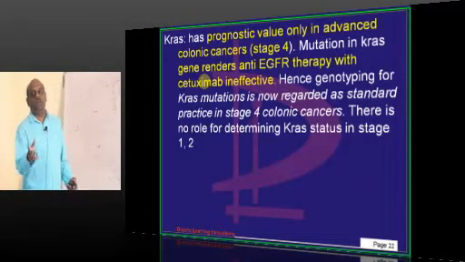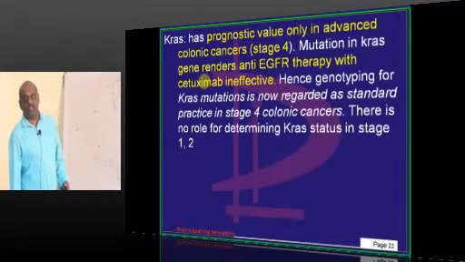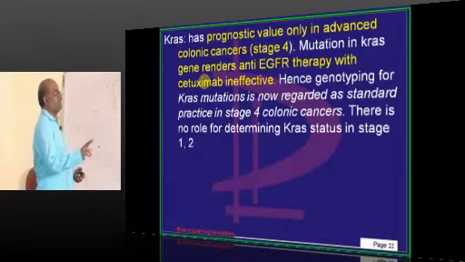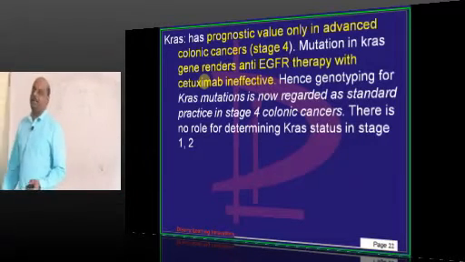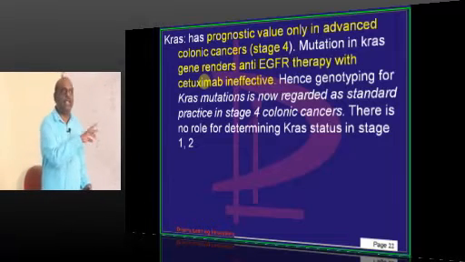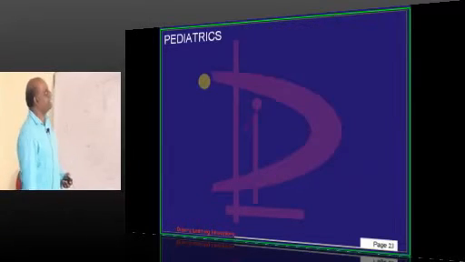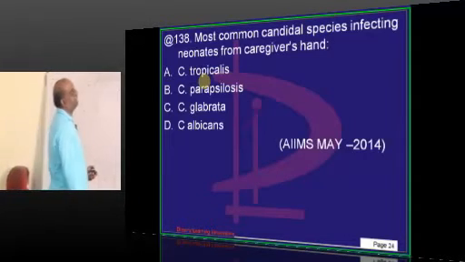If KRAS is positive, what does it mean in advanced colon cancer? If it is positive, then cetuximab, the monoclonal antibody, will be ineffective. That is how you basically interpret it.